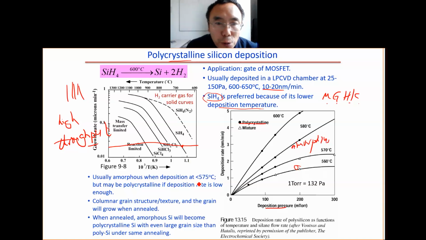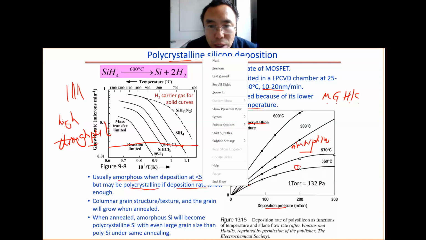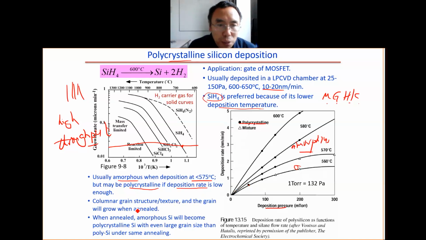Usually at temperatures less than 575 degrees, we get amorphous film. But if the deposition rate is very low, then we can get polycrystal. So when we have a low deposition rate, we get polycrystal film. We get columnar grain structures and textures, and the grains will grow when annealed. When annealed, the amorphous silicon will become polycrystal silicon with larger grain size, and the polysilicon undergoes the same annealing.